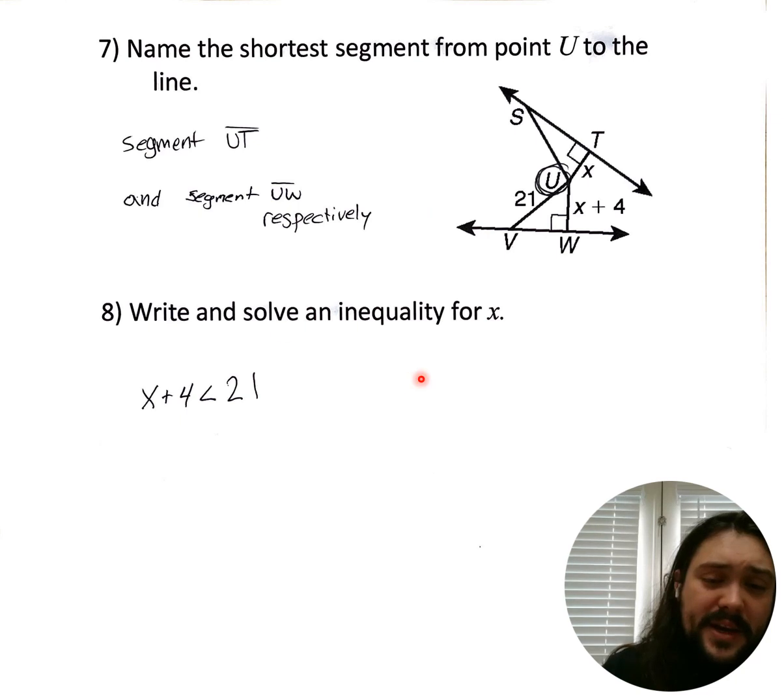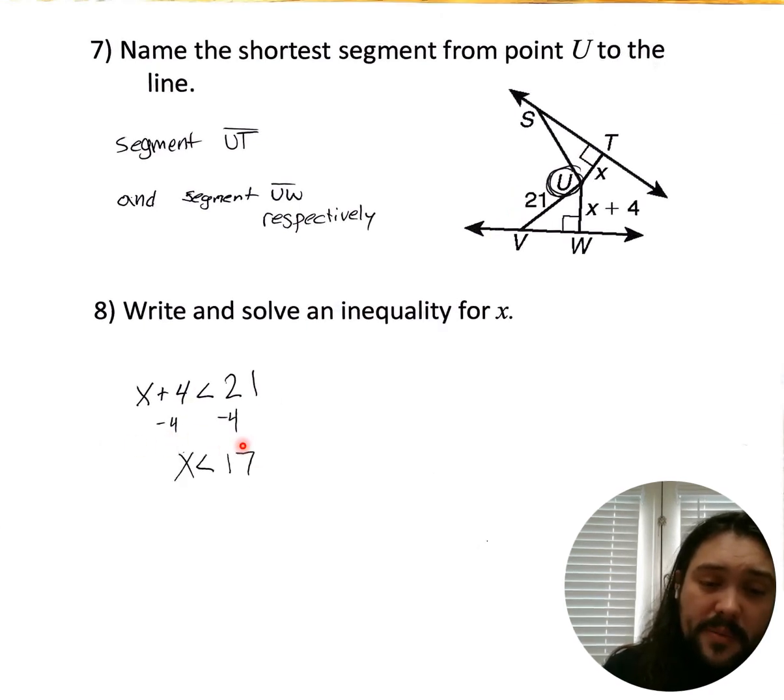So let's write and solve an inequality for x. Again, we know that x plus 4, that's this guy right here, has to be less than 21. Right, that's a shorter distance than this one. So I would say minus 4 on both sides, so x has to be less than 17.